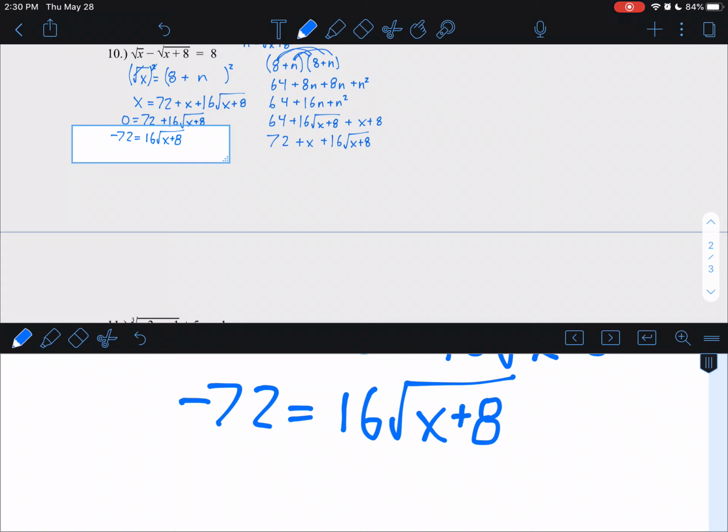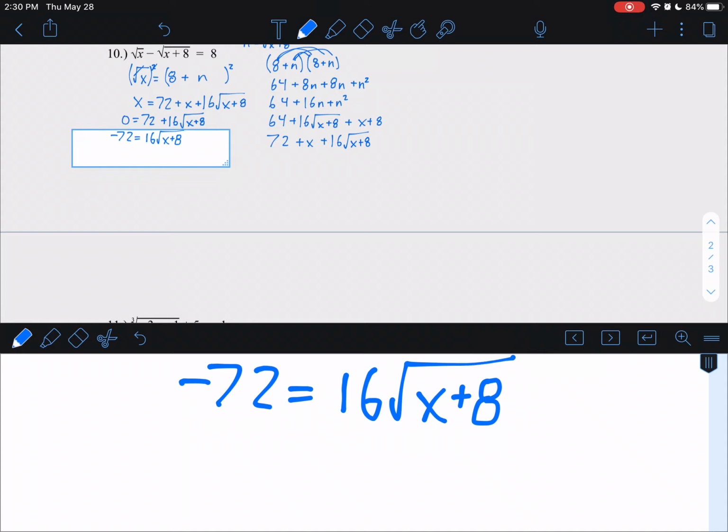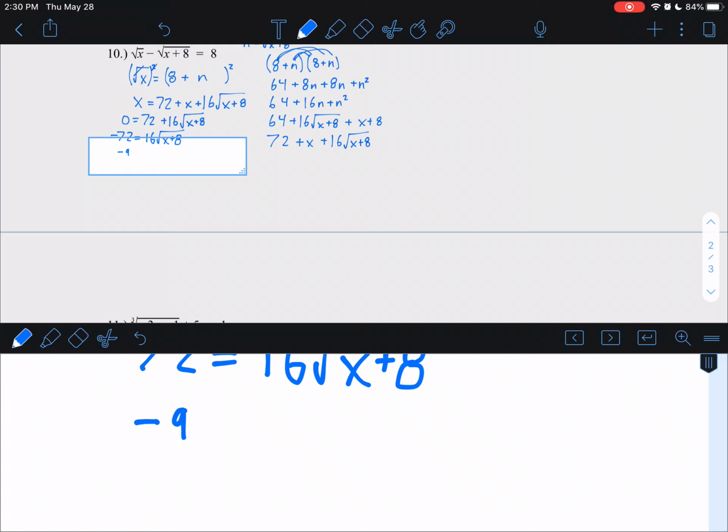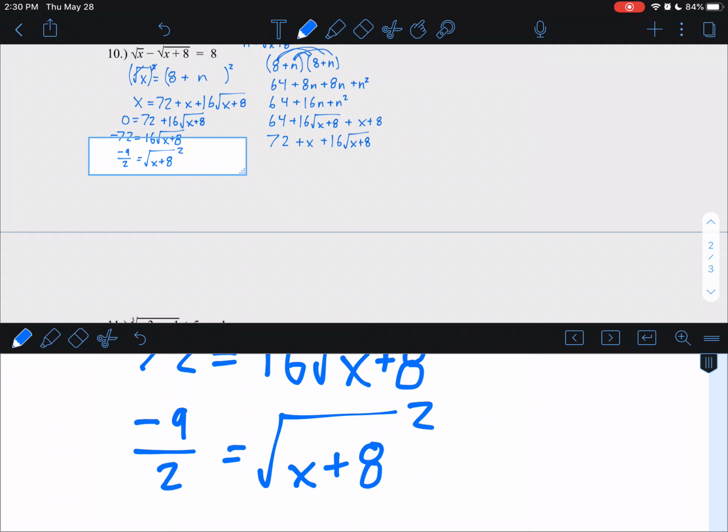So when I divide both sides by 16, negative 72 over 16 is going to come out to, let's see, I'm hitting my calculator here. So negative 4.5, which is the same as negative 9 over 2, equals the square root of x plus 8. So negative 9 halves equals the square root of x plus 8. So now we're getting somewhere. And now, since I have this radical all by itself on this side, I'm going to square both sides.